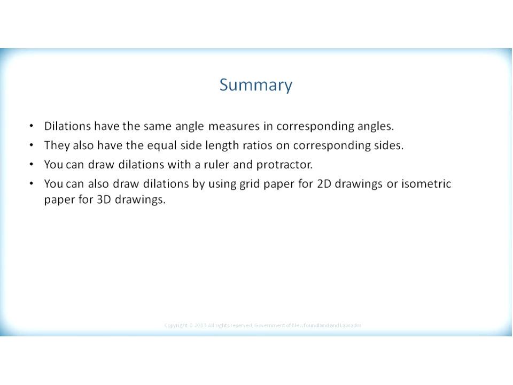So dilations have the same angle measures in corresponding angles. We haven't actually measured our angles, but that would be the case here. They also have equal side length ratios. If we did a side length ratio for each of our corresponding parts, we'd see that they'd all be exactly the same. We can draw dilations when needed with a ruler and a protractor. In my case, I didn't need a protractor because I was on isometric paper. So we can also draw dilations by using grid paper for 2-dimensional or isometric paper for 3-dimensional drawings. And that's what we just did. We looked at one with isometric paper for 3-dimensional drawings.